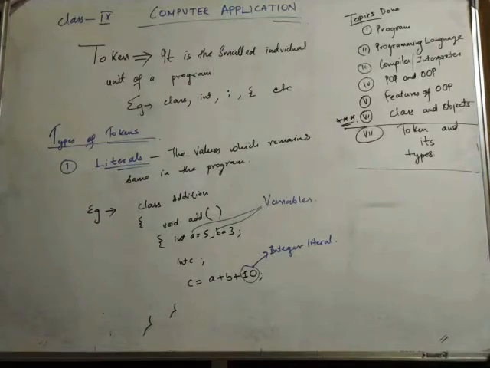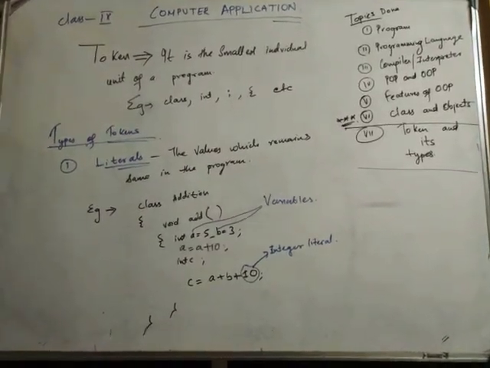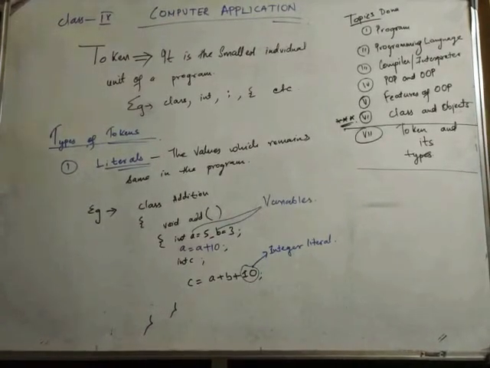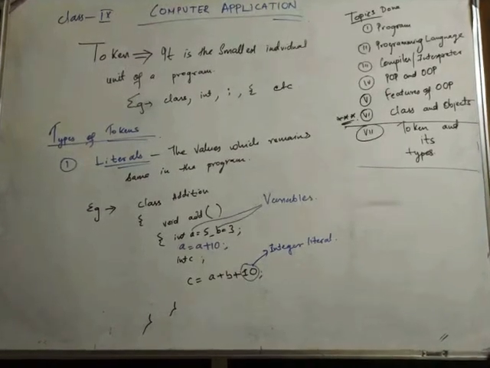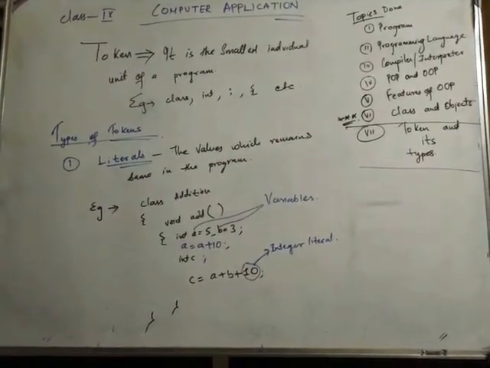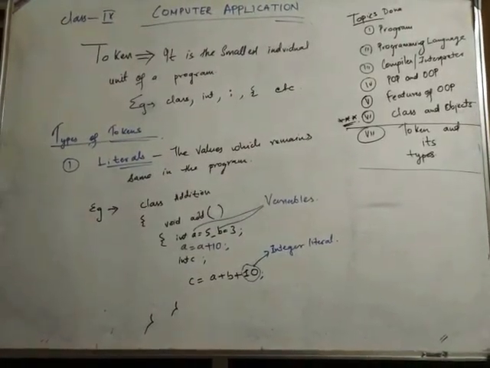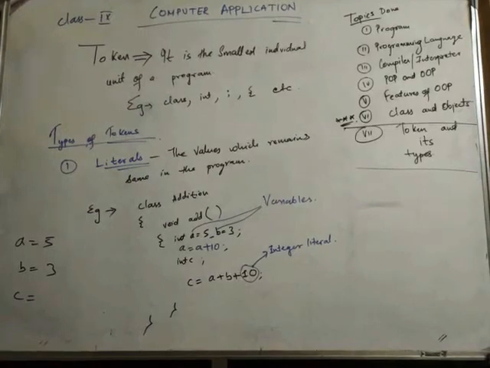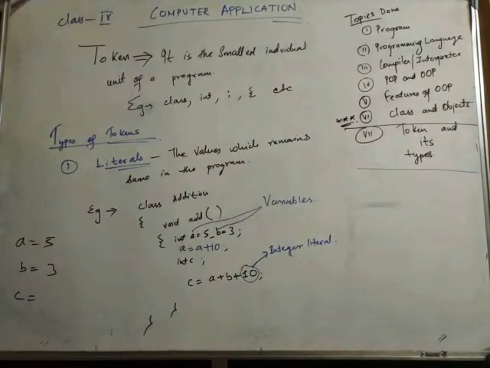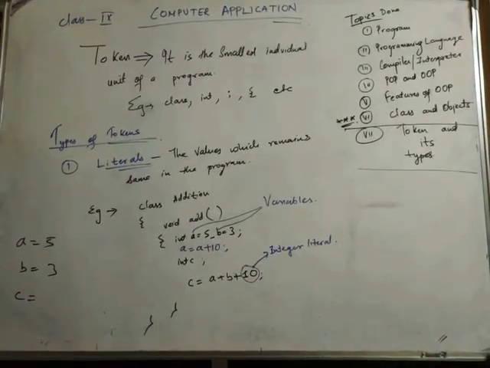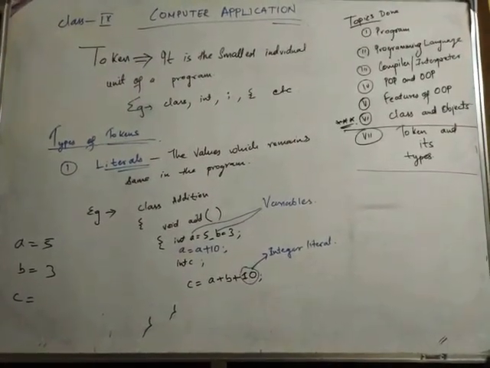Like if I write a equals a plus 10, it means what? First the value of a was 5. 5 plus 10 is 15. So the value of a will change to 15. If you see in this program what the values of a, b and c are at the last, let's see it properly. The value of a was 5, b was 3 at the starting, c had no value. After that it came to the next line, a equals a plus 10. A value is 5, 5 plus 10 is 15, that will get stored in a. So after that statement, the value of a will change to 15.